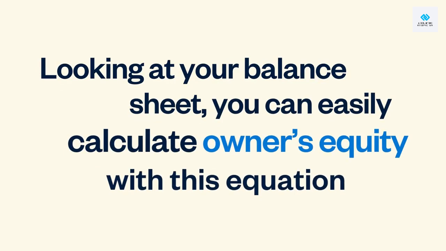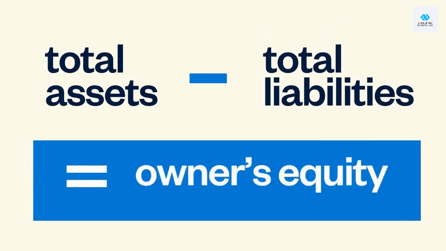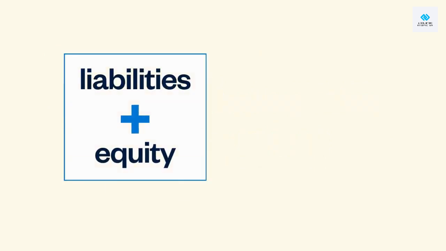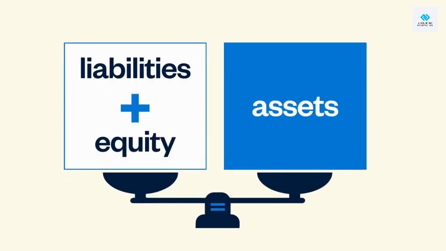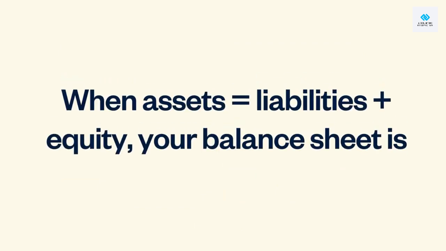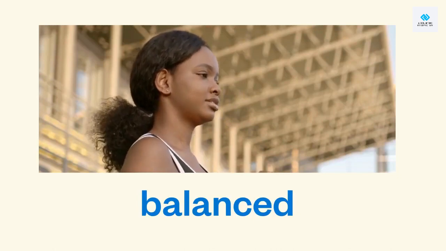Looking at your balance sheet, you can easily calculate owner's equity by subtracting total liabilities from total assets. Rearrange that equation, and we see that liabilities plus owner's equity is equal to assets. When this equation equals out, your balance sheet is balanced.